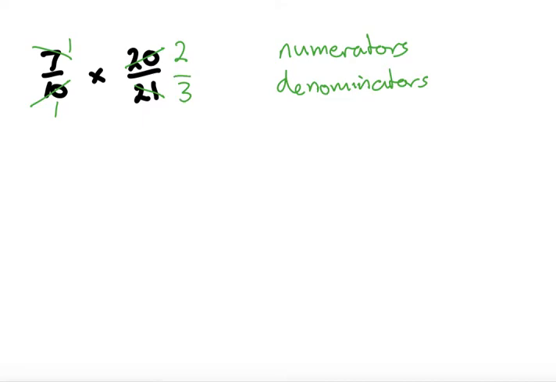So my equation now looks like this. It looks like 1 times 2 over 1 times 3, which is 2/3. So we can cross-cancel. Really handy trick to avoid getting high numbers.